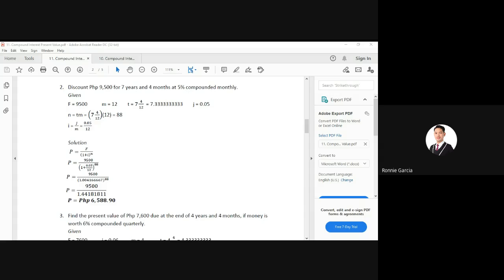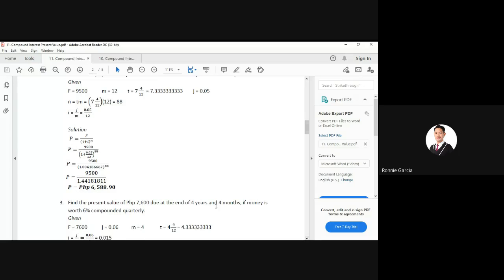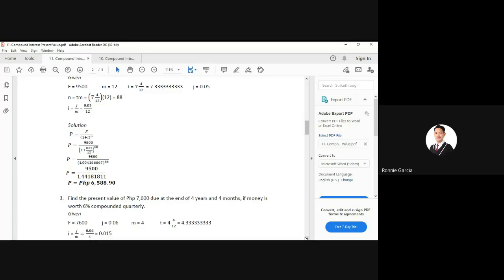So let's check if 5,871.61 is the correct answer. This is the first answer given by your classmate Tesoro Riva. Solution: 7,600 pesos is our future value because the present value is being asked. Then 4 years and 4 months is our T. The 4 is in months, so you divide by 12. So that's another non-terminating decimal, 4.333 and so on.